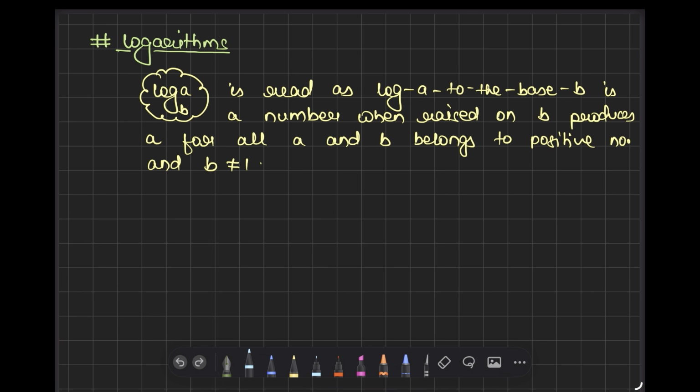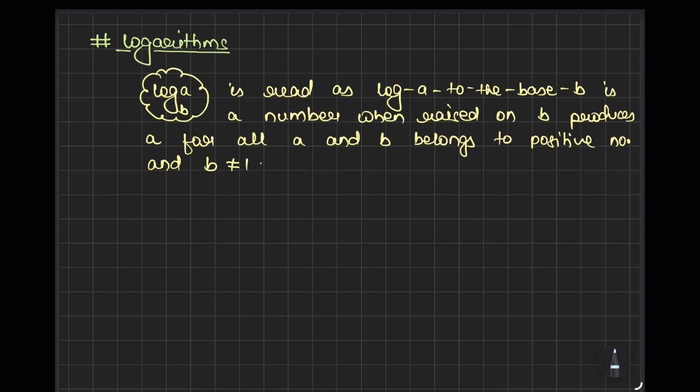So this bubble is the representation of log a to the base b. It is a complete set. Okay, so it is read as: log a to the base b is a number which, when raised on b, produces a, for all a and b belonging to positive numbers and b not equal to 1.